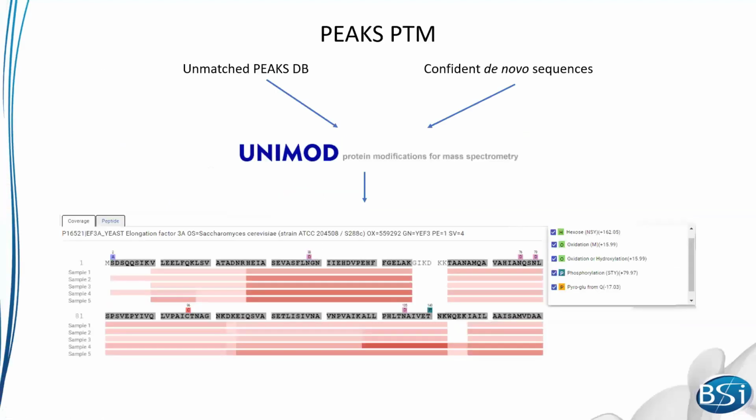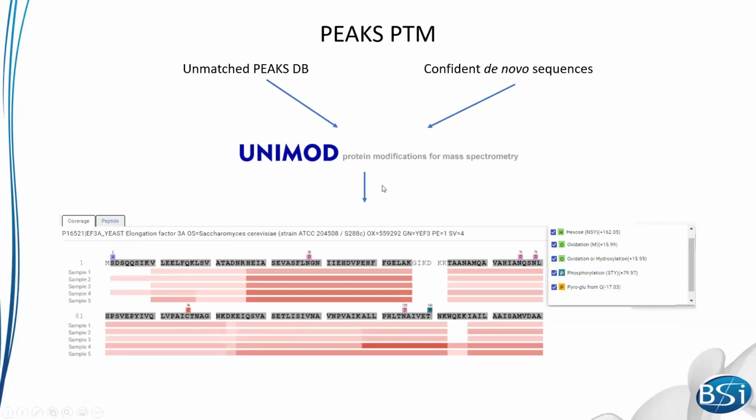And then beyond that, we also have our Peaks Vtm tool. So what this does is it takes spectra that are unmatched by PeaksDB, and those spectra must also have a confident match by de novo sequencing. By doing that, we're able to reduce the search space of spectra to only ones that are unable to be matched to a database easily.